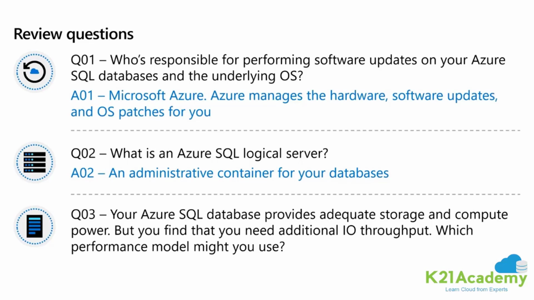Your Azure SQL database provides adequate storage and compute power, but you find that you need additional IOPS throughput. Which performance model might you use? So we want to control storage and compute more. We can go for vCore based pricing, where we have more control on the way we are selecting resources.